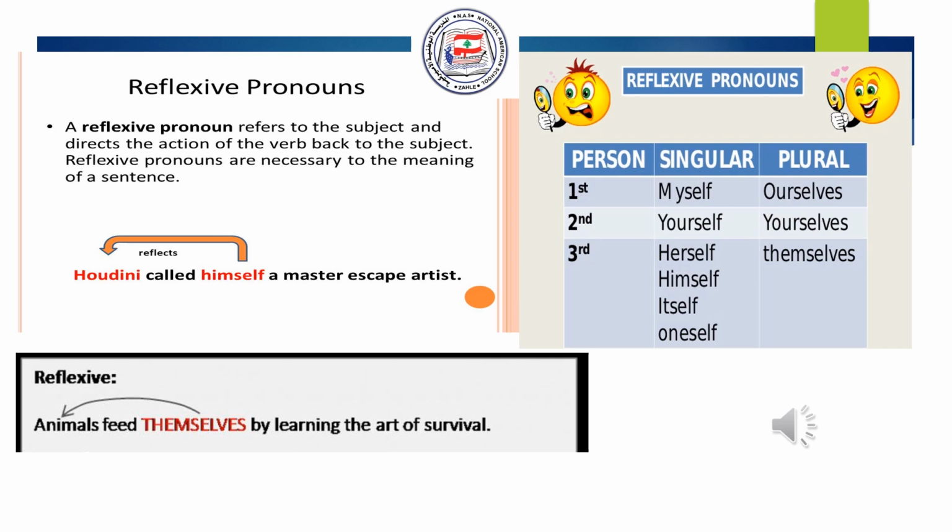Animals feed themselves by learning the art of survival. Themselves is a reflexive pronoun that reflects back the action of the verb to the subject, animals.